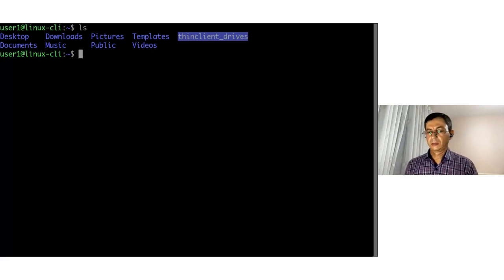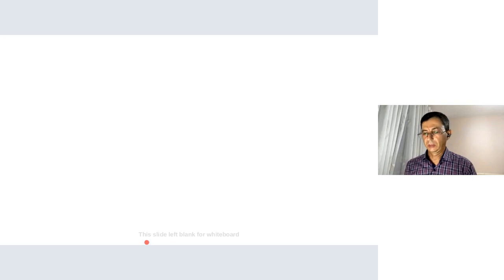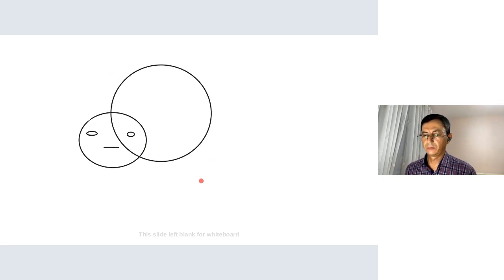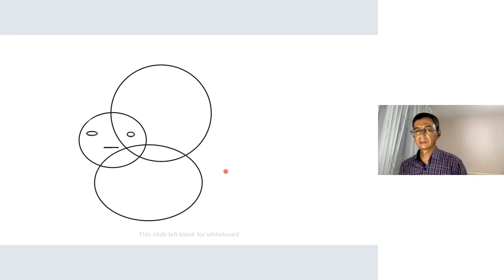So let me try to make a picture. We have here one group of users. There are several users inside this group. Let's say that we have another group of users. Maybe one user can be in two different groups. And let's say that there is also another group of users.